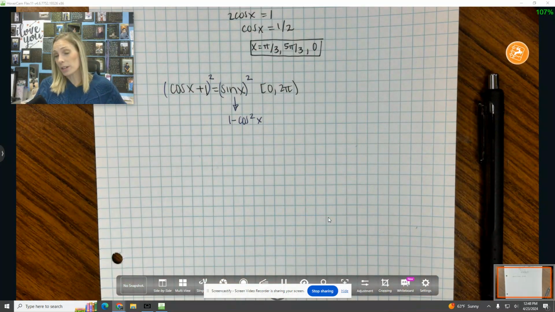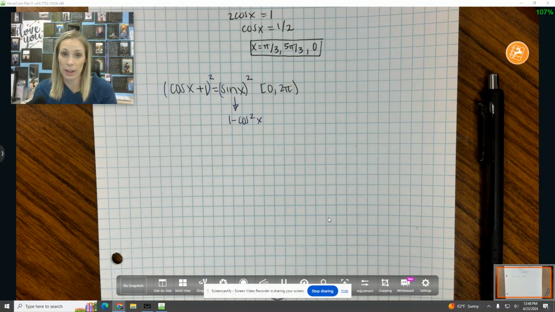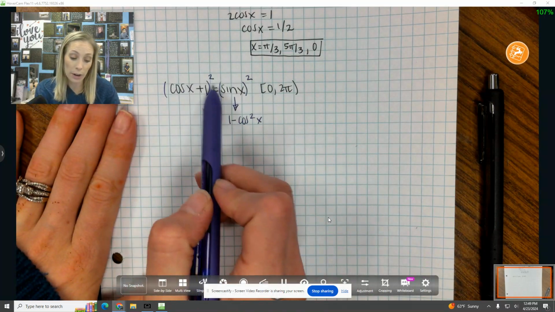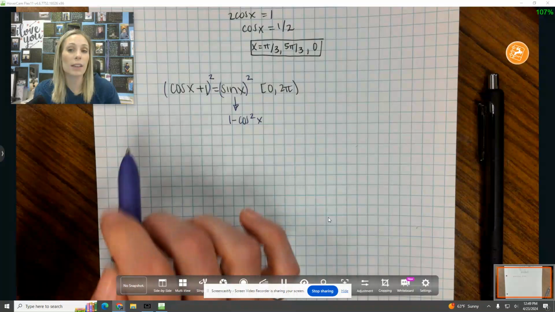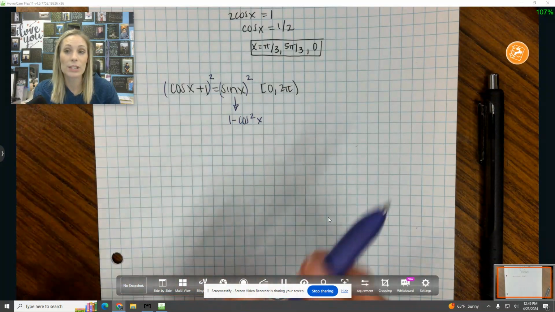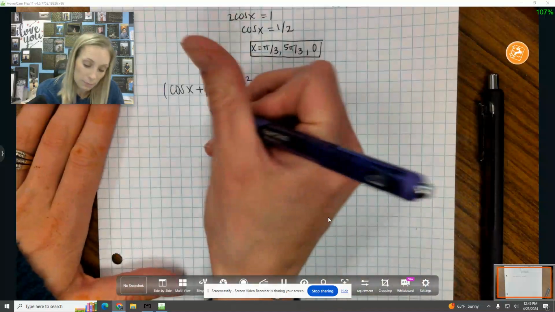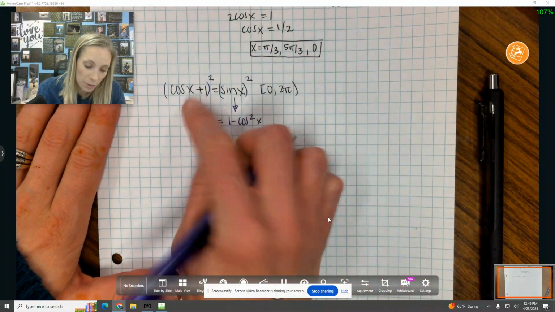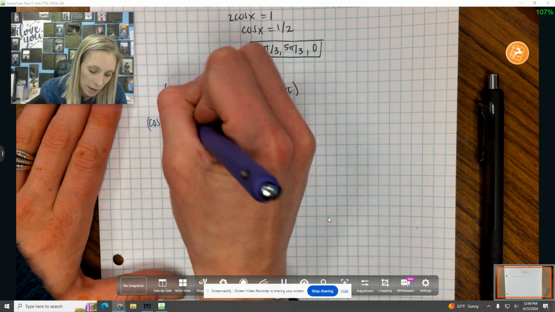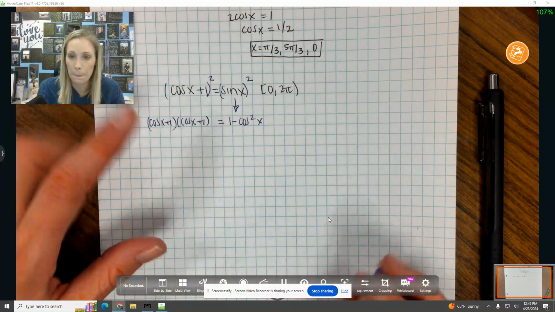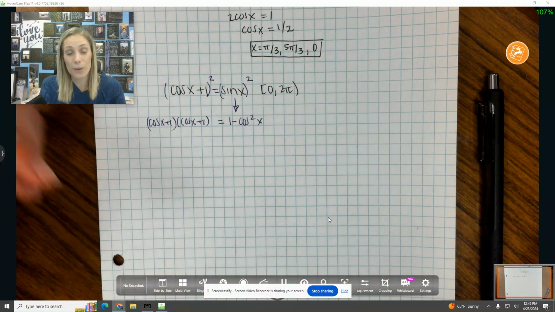I can if I add a squared to this side. One thing I want you to notice is I squared both sides. I didn't square and square. That would be adding two squareds. And I didn't multiply by a sine on both sides. I squared both sides. So this turns into cosine of x plus 1 times cosine of x plus 1. You have to multiply this all the way out.